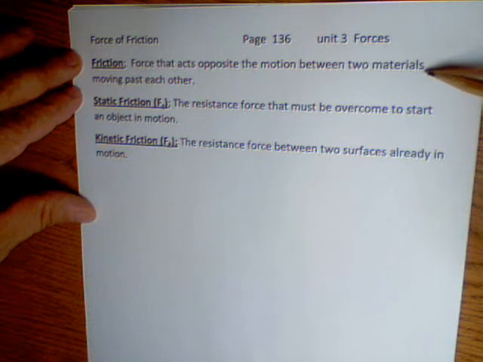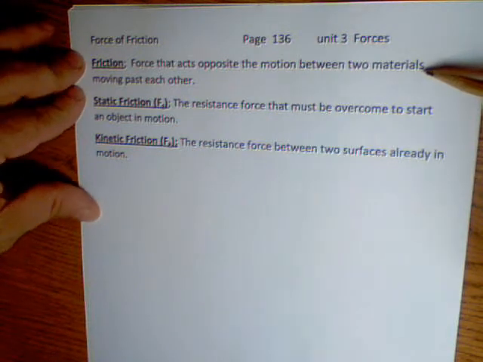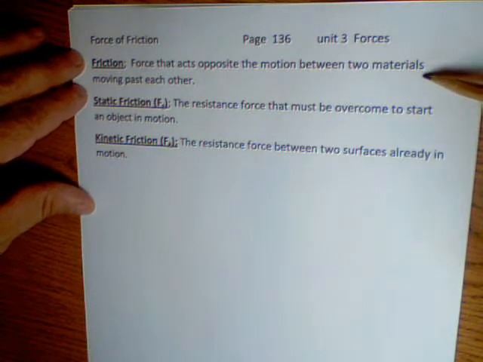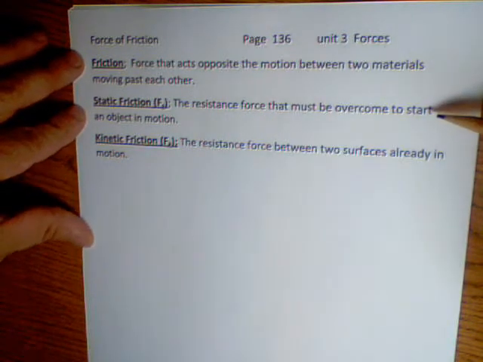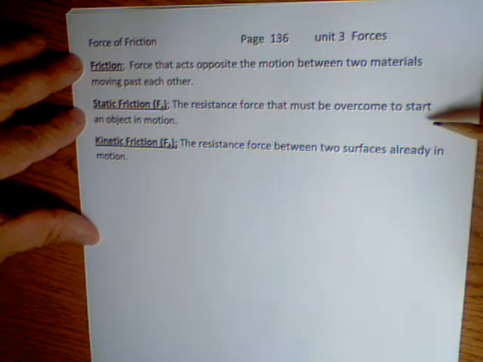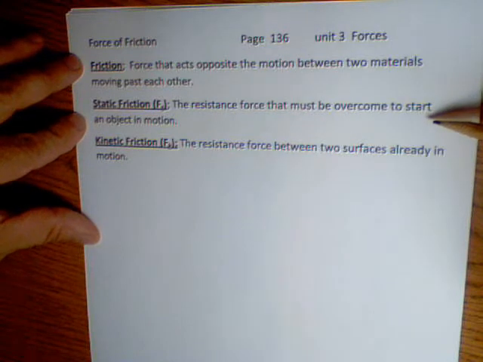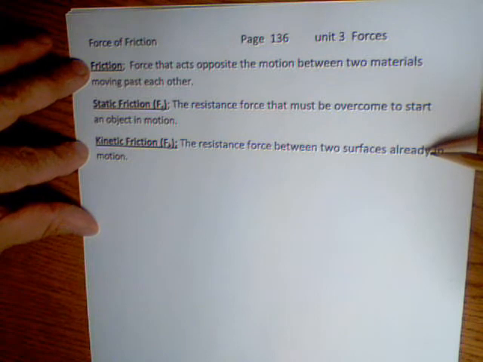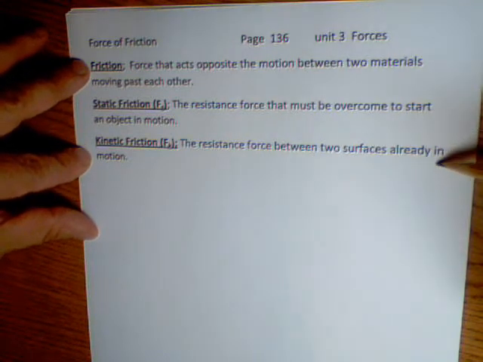Force that acts opposite the motion between two materials moving past each other is the definition of friction. There are different types of friction. There's static friction, the resistance force that must be overcome to start an object in motion. And then kinetic friction, which is the resistant force between two surfaces already in motion.